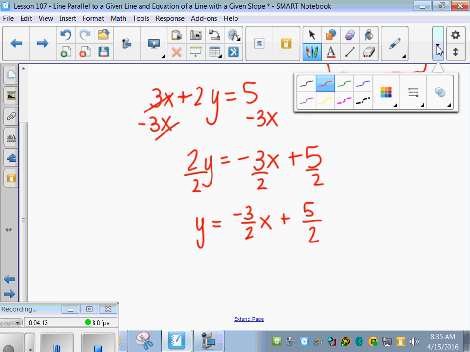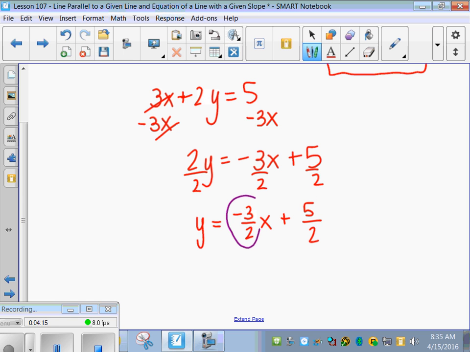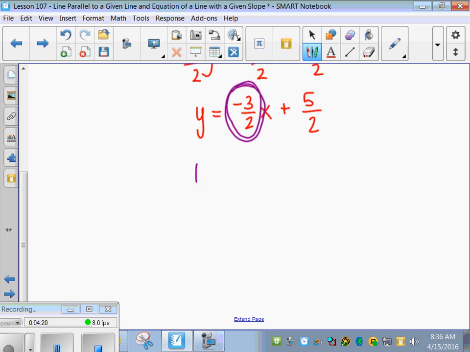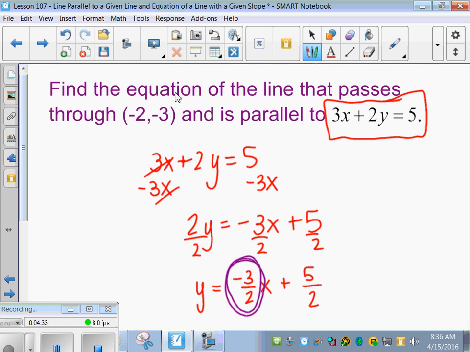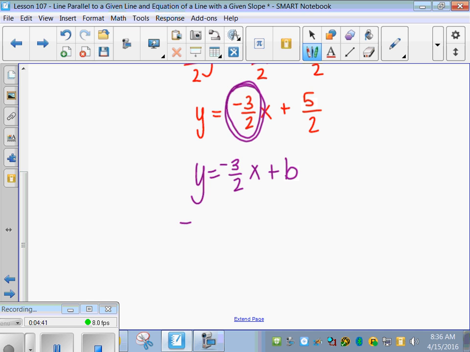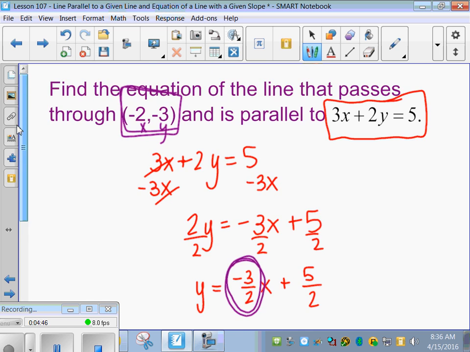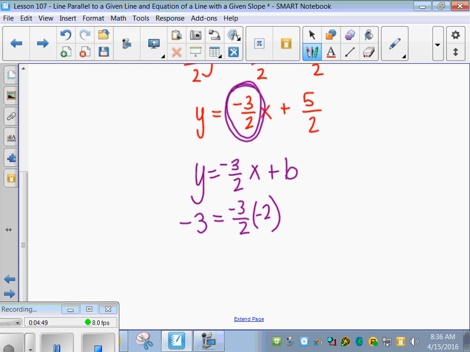All right, we need to find a new line that has the same slope, because it's parallel, and a different y-intercept. So I'm going to write first my new line with the same slope and put plus b. And in order to find the b, we need it to pass through this point right here. So again, this is an xy coordinate. So negative 3 gets plugged in for y, and negative 2 gets plugged in for x.